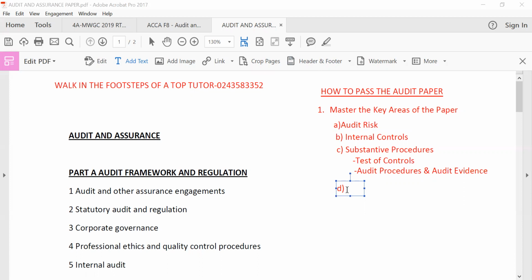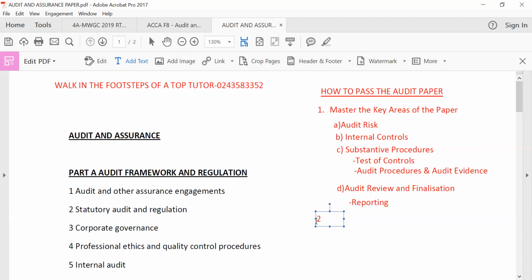So D, we are looking at audit review and finalization. So over here, what are we going to talk about? We're going to talk about the reporting aspects of the audit.